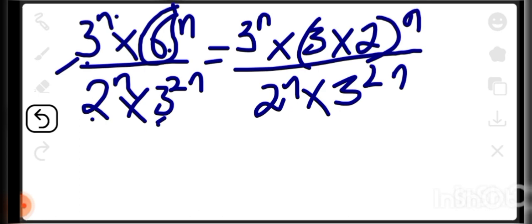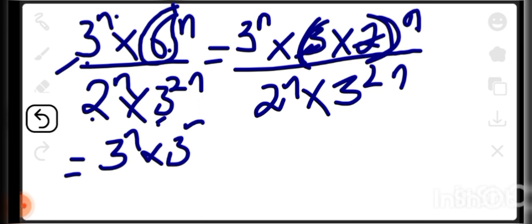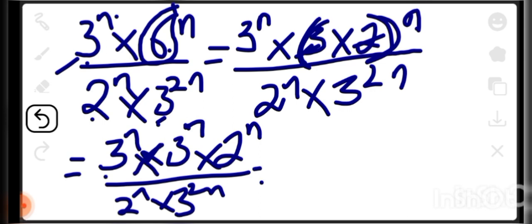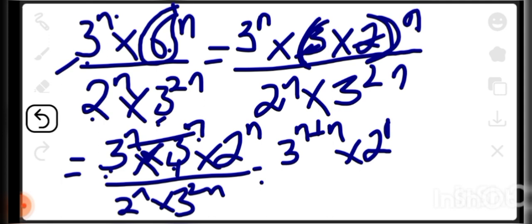Then look at what is going to happen now. This one should give us 3 raised to power n times, because of this bracket that is here, we're going to have 3 raised to power n outside times the same 2 raised to power n, over 2 raised to power n times 3 raised to power 2n. So 3 raised to power n times 3 raised to power n will be 3 raised to power n plus n. You just pick one of the bases and add up the powers.